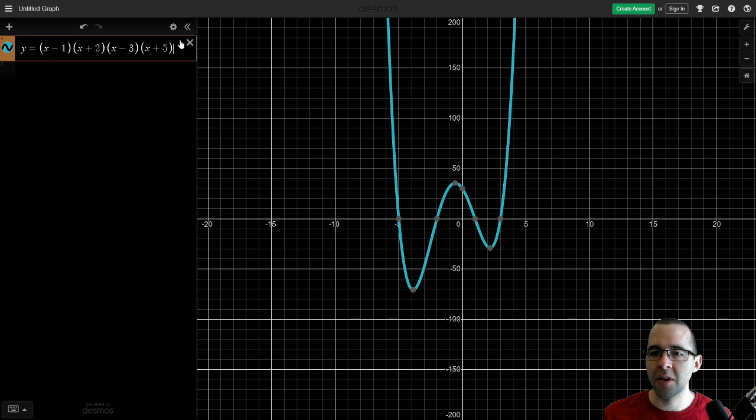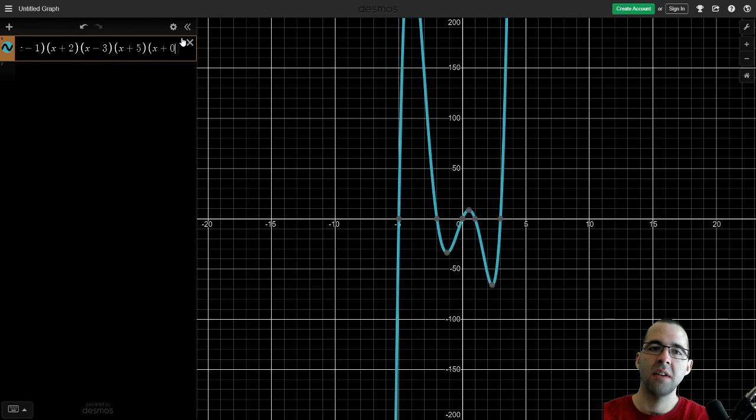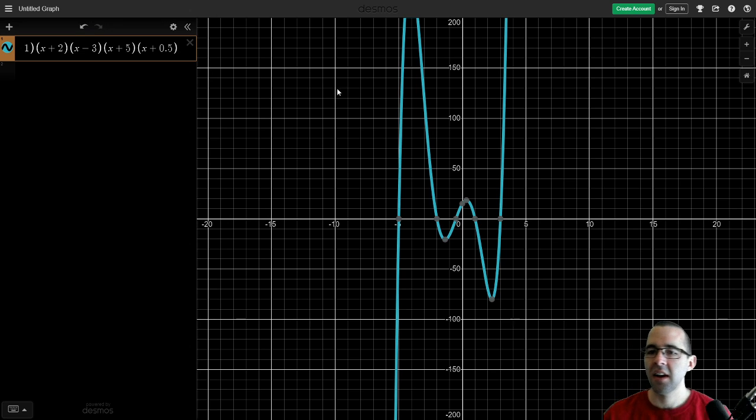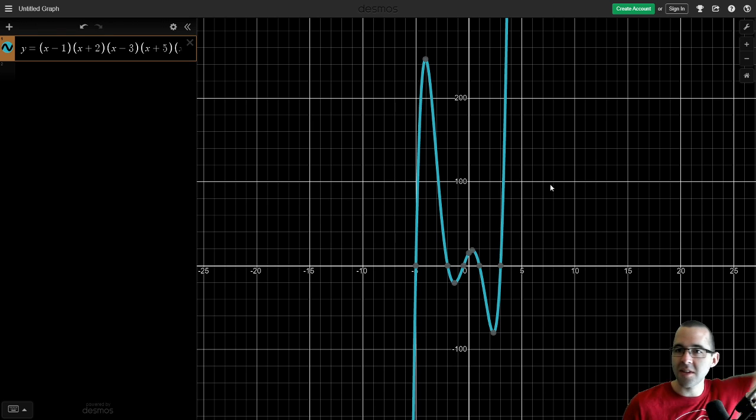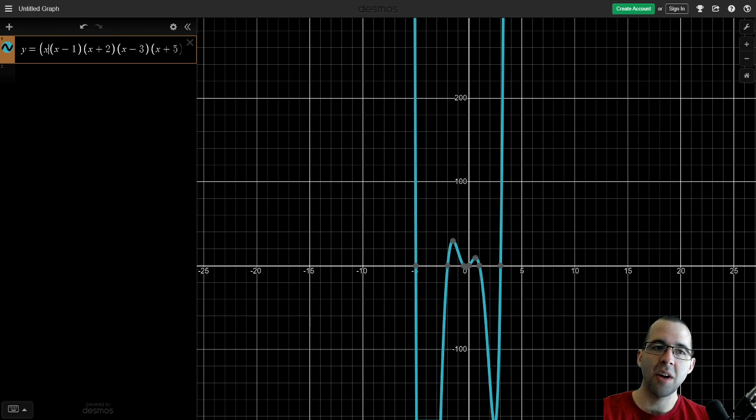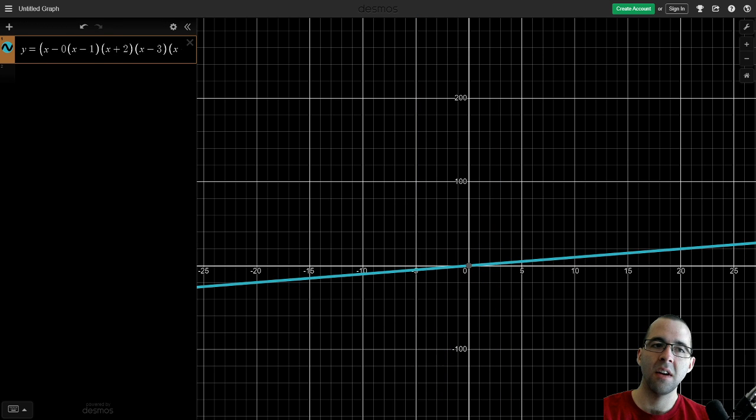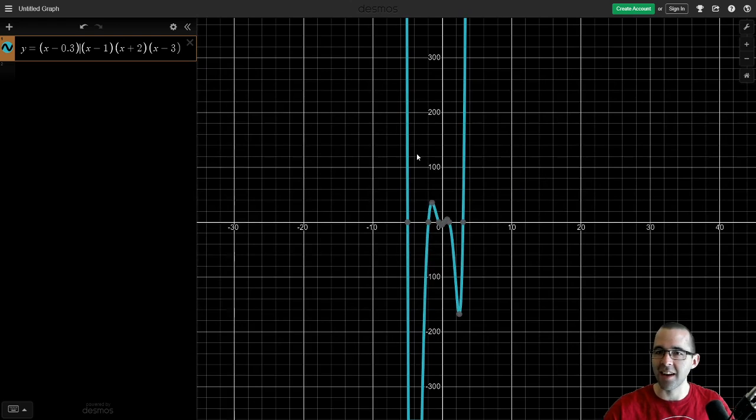If we add another term, it becomes a fifth degree polynomial. And now, look at it. Now they're going opposite directions. Add another term, it'll be a sixth degree polynomial. Sixth degree polynomial, what's going to happen? Well, now they're going the same direction again. Whoa!